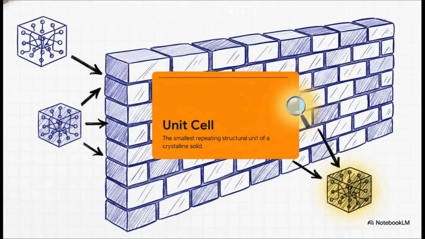Okay, so if a crystal is a giant brick wall, what's the actual brick? Well, in chemistry, we call that the unit cell. This is the absolute smallest repeating pattern. It's the fundamental blueprint that gets copied over and over and over in 3 dimensions to build the entire crystal. If you can understand this one little block, you can understand the whole structure.